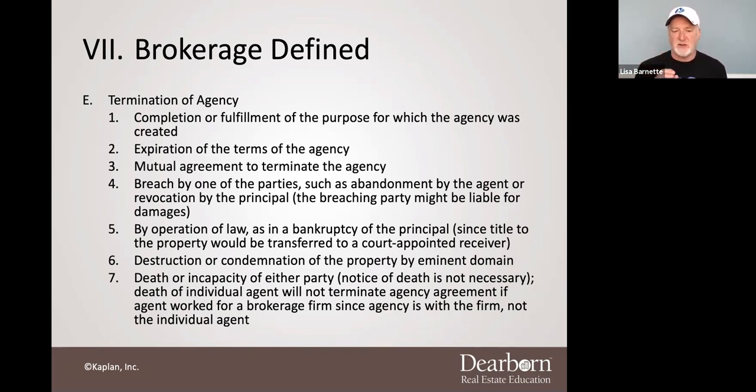So out of this particular slide right here, number 4, breach by one of the parties, and then also what effect does death or incapacity have on agency agreement? Please be prepared for those. Ask me questions, put them on the Facebook page, whatever you need to do. Make sure you understand those questions. That could be a couple of good cheat points on the exam.